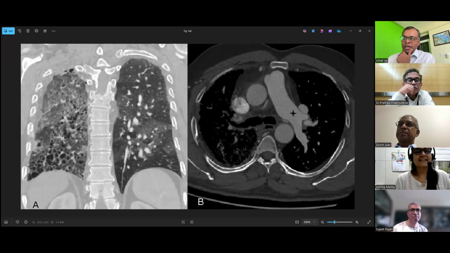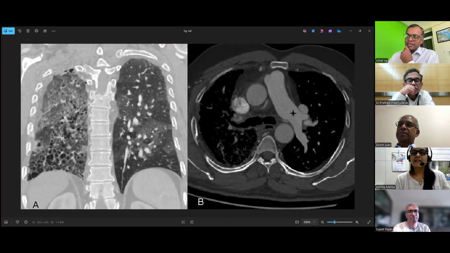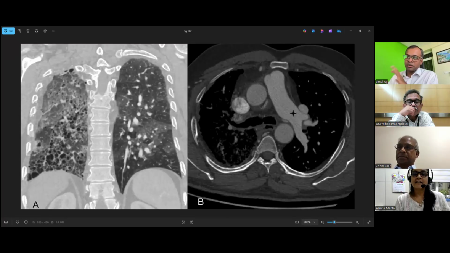This is unilateral agenesis of a pulmonary artery, where you can see that the RPA is fully absent, and you can see the cystic lung disease in the right lung and nothing on the left lung. Oh, yeah. There is no right pulmonary artery, as we can see here.